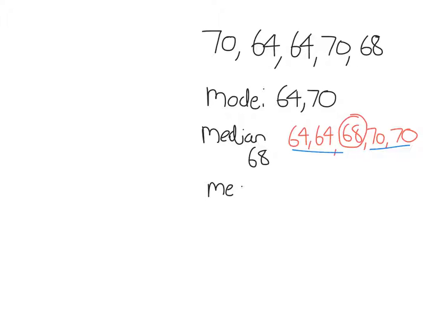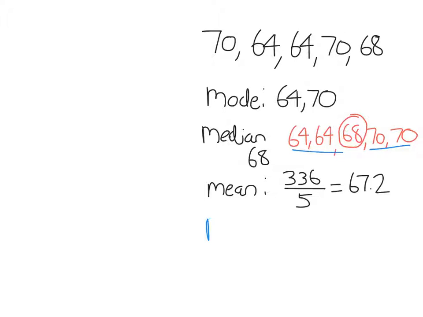So to find the mean, we add up all the scores and divide by how many there are. So here, if I add up all the scores, I get 336. I divide by 5 because there are 5 scores. So we get 67.2. You can use your calculator for that. So once again, mean, median, and mode are supposed to give you an indication of the center of this data, what a normal score was.